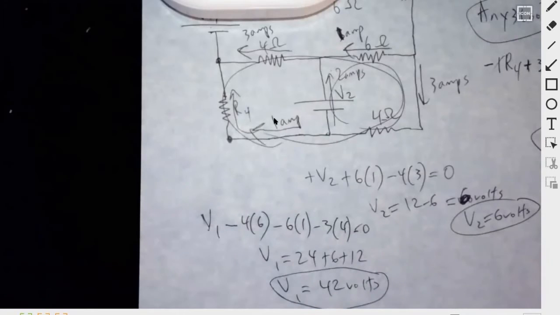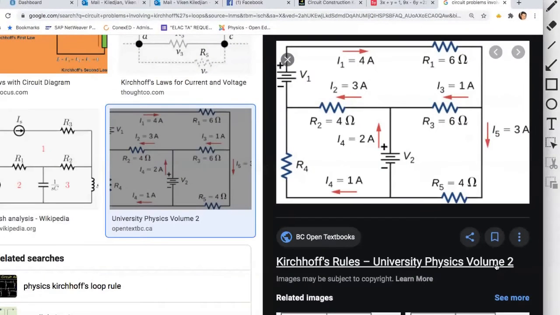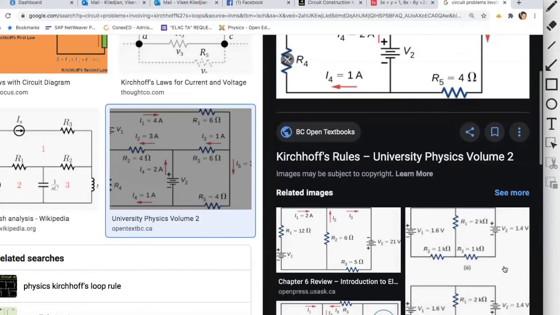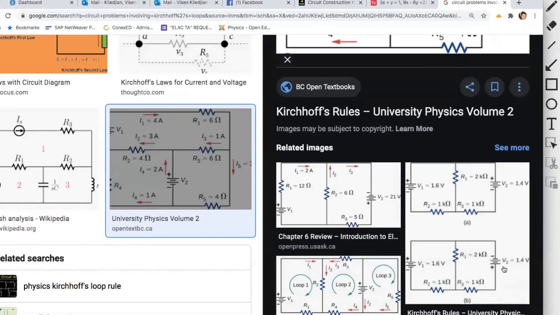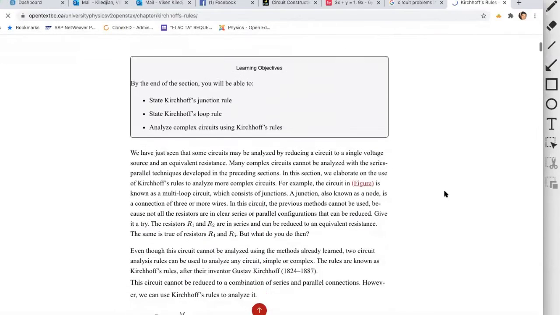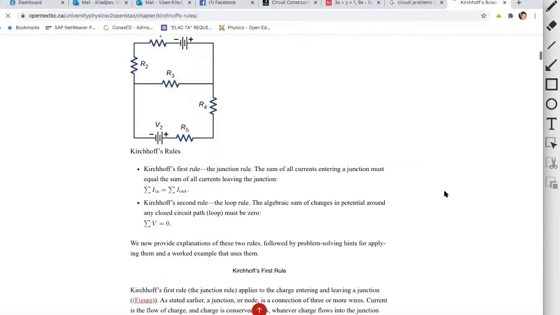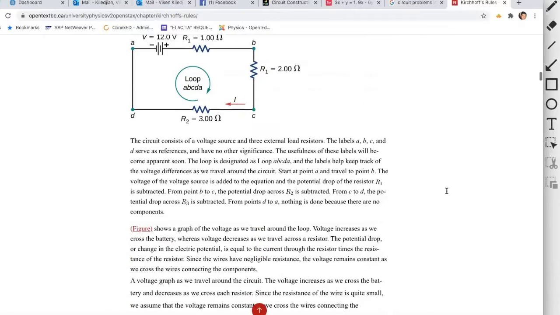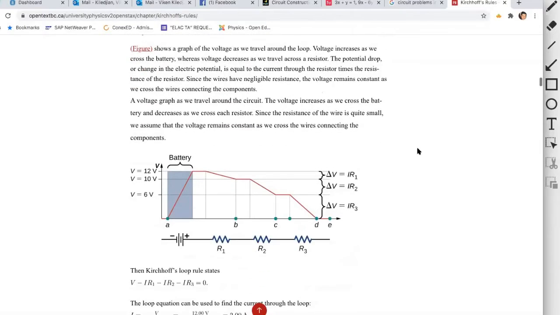Let's see if they gave the answer on that website. Imagine we're wrong. Did they solve it? Oh, it's a good lecture on the Kirchhoff loops.